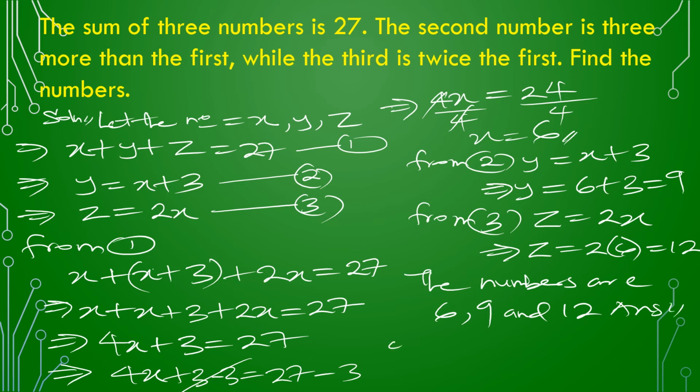Now let's do a check. 6 plus 9 plus 12 is equal to 6 plus 9 is what? 15. 15 plus 12 is what? 27. So this is correct.